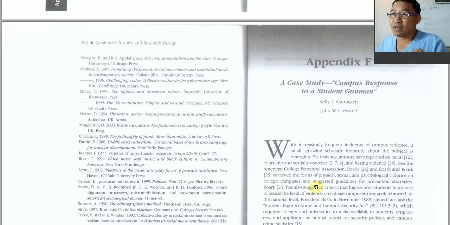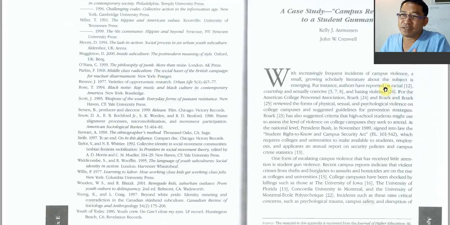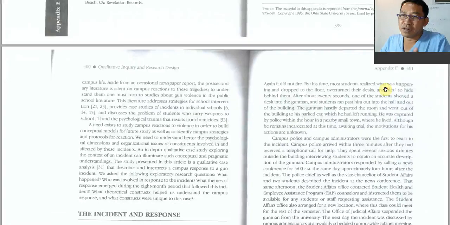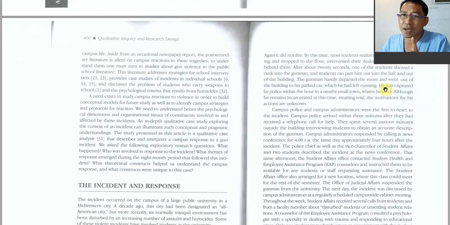Okay, so the title was "The Campus Response to a Student Gunman." Just a few days after one campus in the United States was attacked by a gunman, some researchers decided to go there to find out about responses. You see the title is campus response to a gunman, and then this is how they designed it. They decided to make it a case study because they turned the whole campus into one case, because there are many cases before. So they turn it into one case, and then they talk about hundreds of students, management, security guards, teachers, campus police, campus administrators, right?